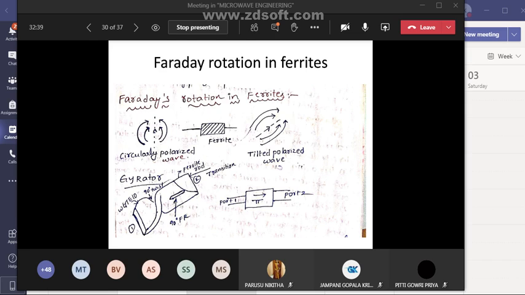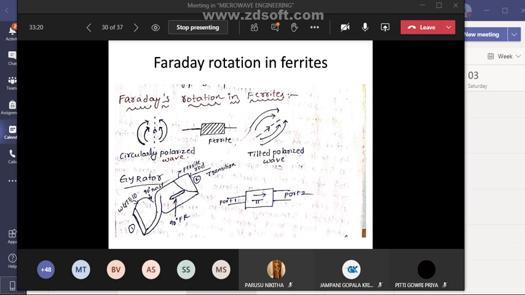Next we will see how the Faraday's principle is involved in the gyrator, isolator and circulator. So it is a gyrator. See this diagram? Gyrator is a two-port device. It has a relative phase difference of 180 degrees.